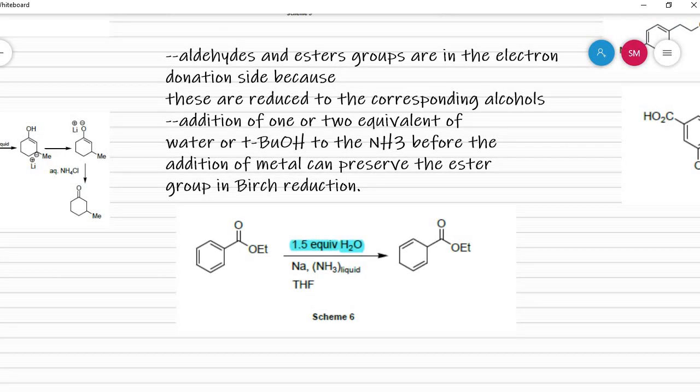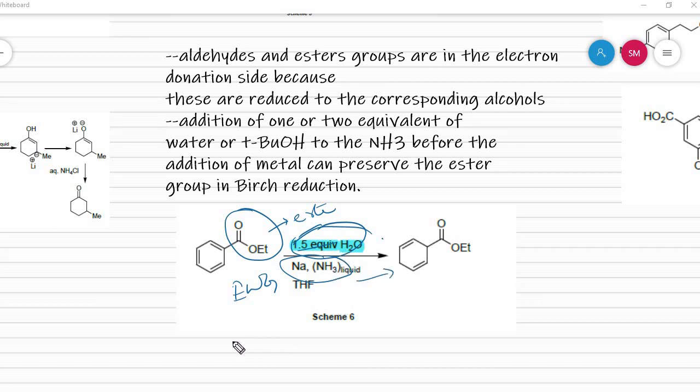This is one of the examples where the addition of water changes the reaction with an electron withdrawing type. Because of the presence of water, the sodium and ammonia reagent system cannot reduce the ester. So it will give only the product which is like an electron withdrawing system.